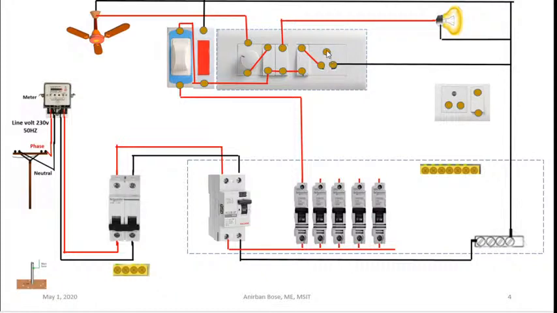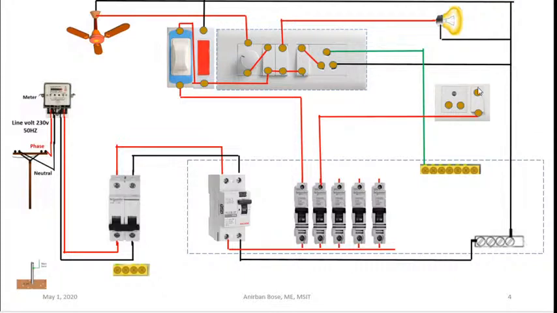Now see, in this 3-pin socket, one pin is connected to the phase, the other one is going to the neutral. Clear? And the other one is going to the earthing. Okay, so these 3 points, one corresponding to earthing, one corresponding to the phase, another corresponding to the neutral.